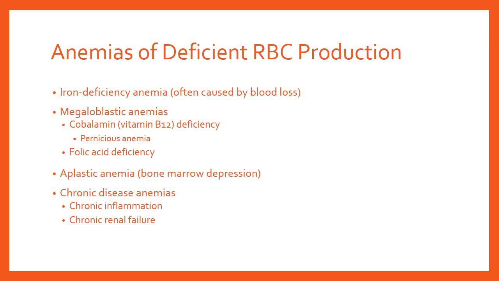Both of those deficiencies will result in increased cell size, and B12 deficiency interferes with DNA production and increases the size of the cells, which are not effective. So that's why the patient is anemic. Aplastic anemia, again, is bone marrow depression. Basically, we can't produce enough because we don't have the facilities. And chronic disease anemias: chronic inflammation and chronic renal failure.